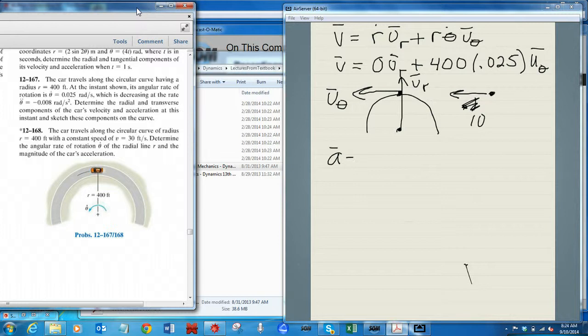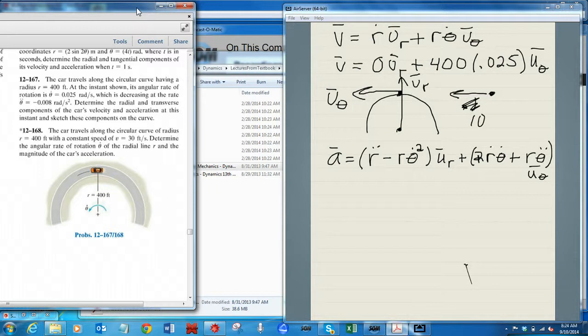Okay, let's get acceleration. I'm going to write it down first. It's r double dot minus r theta dot squared, plus 2 r dot theta dot plus r theta double dot. I think the hardest thing in these is just writing the equation.